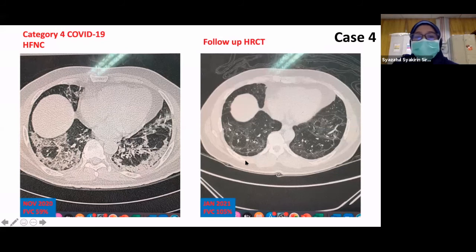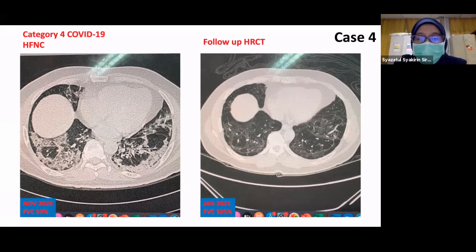The same cut, so the resolution of the organizing pneumonia. So this is the band of organizing pneumonia. Some sort of just a thin fibrosis, and some of it will not go away. So this is the best CT resolution after 3 months. Maybe if we prolong it to 6 months, you can see even better improvement radiologically.